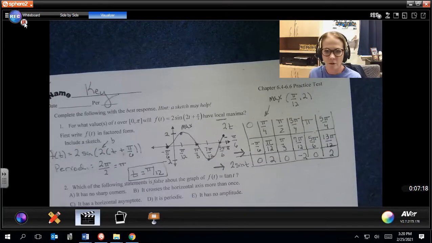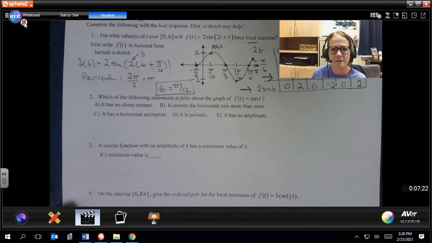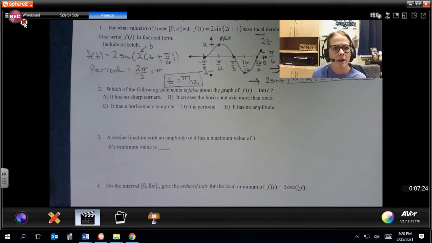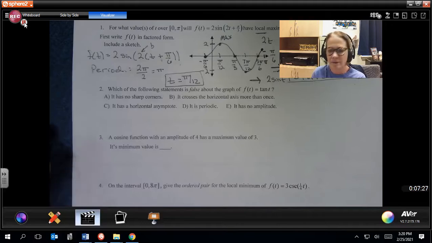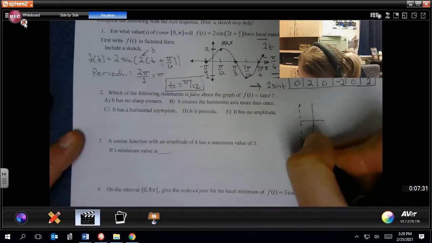All right, so that was a long one. Wow, 7 minutes on that problem. I think I'll do this in pages, because it's going to be awfully long if I don't. All right, which of the following statements is false about the graph of tan of t? All right, so let's just think about that super quick.